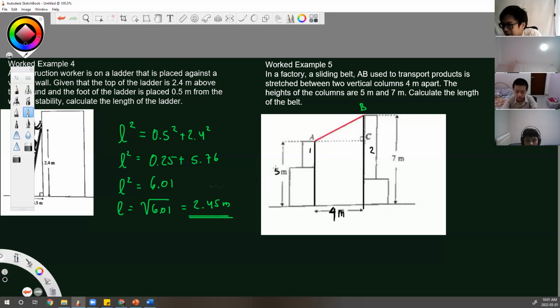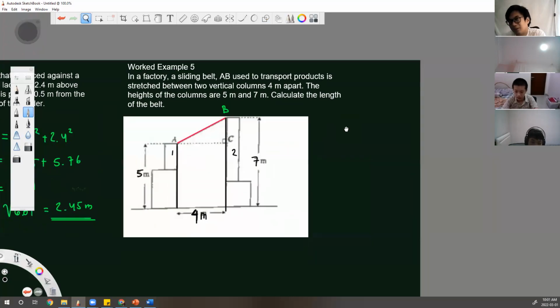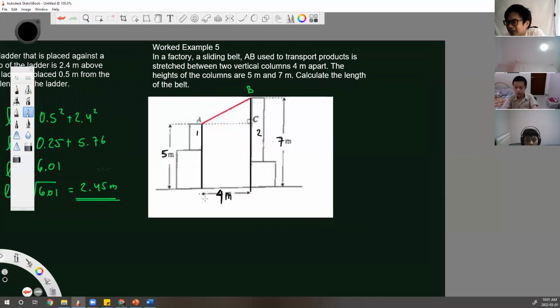Okay, 5 and 7. So it is like a, what do you call it, a trapezoid, right? But anyhow, you can see the right angle triangle inside the conveyor belt. Okay, I use all red. There you go. This is a right angle triangle. And calculate the length of the belt. Calculate the AB, right? So how do you calculate the AB?